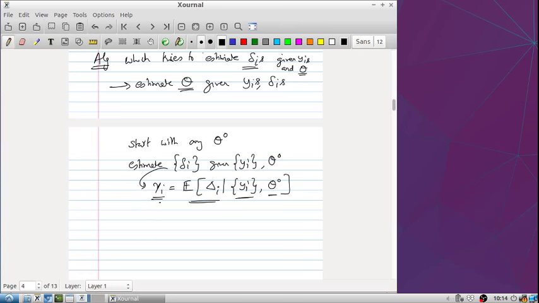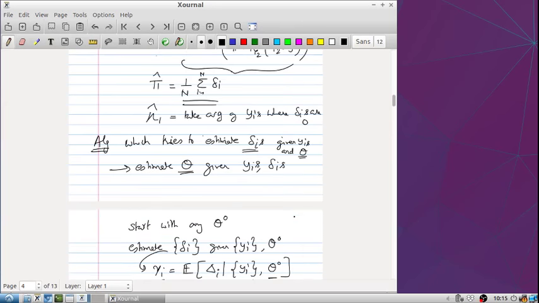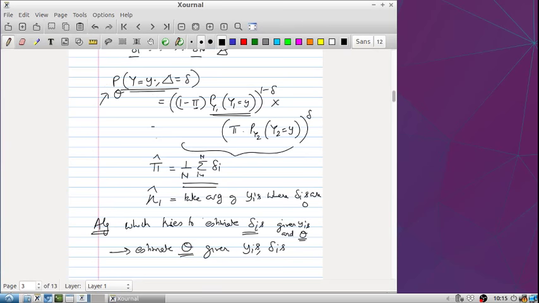Now I know the gamma i's. I'm going to estimate theta 1, the next set of parameters, given the data yi and my estimated quantities, the gamma i's. I'll just plug the gamma i's wherever I had deltas. You saw this expression, the likelihood term, has something which involves deltas. I'm just going to replace deltas with gammas. That's all.